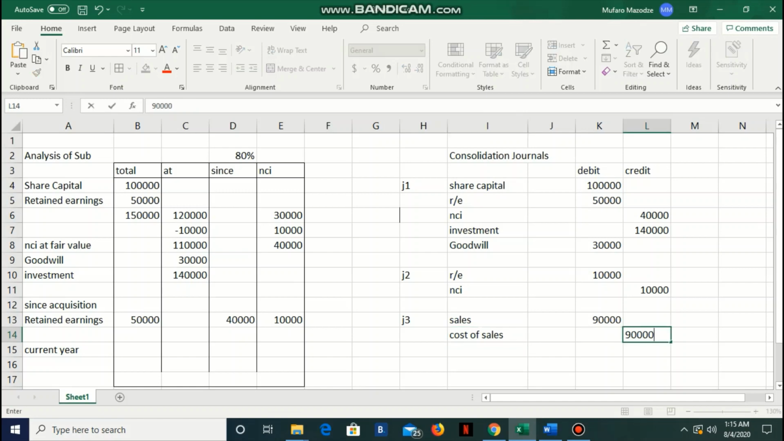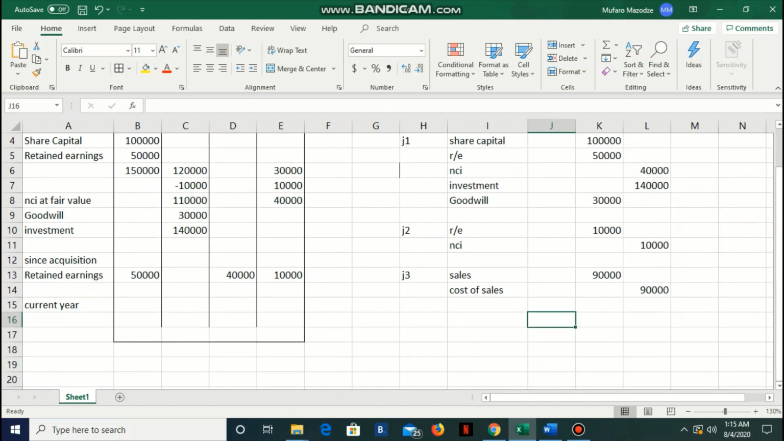Again, this is just to reverse the intergroup sales. Normally sales are credited, but in this case we do the opposite. We debit sales, we credit cost of sales. And then in my example, I'm going to do a calculation here on the side and call it calculation 1, let's just call it C1.